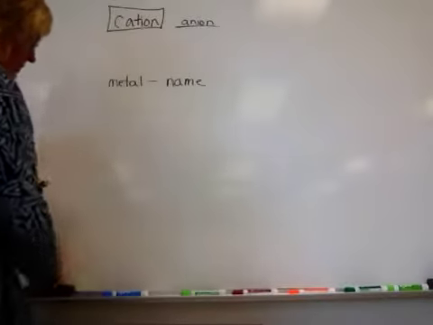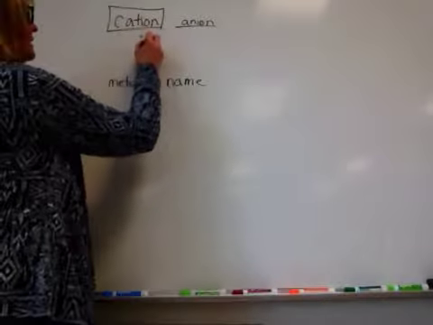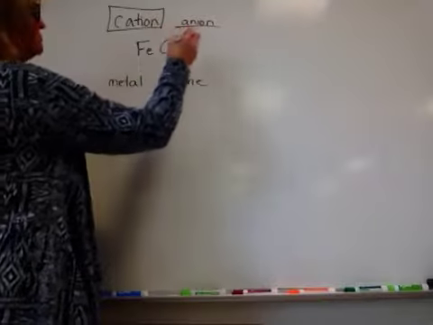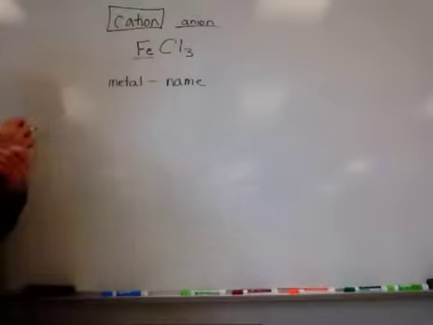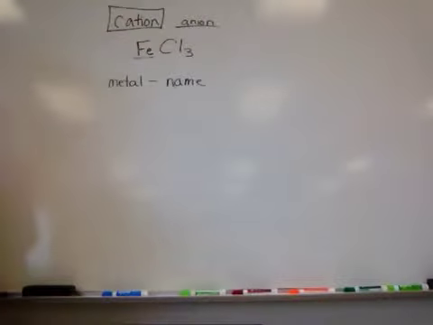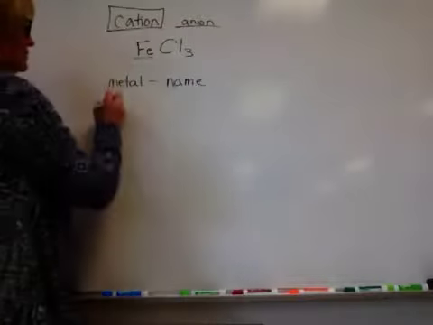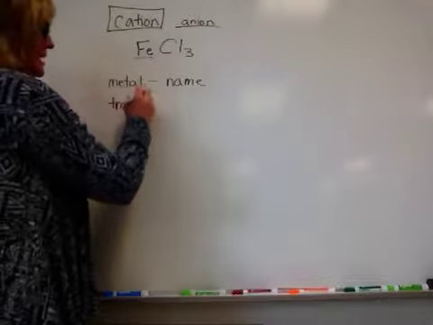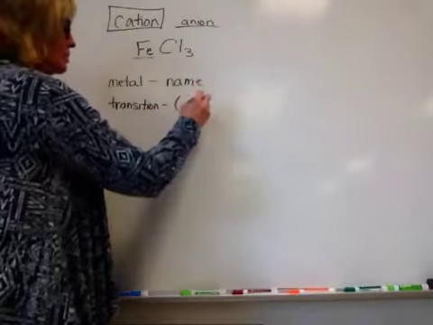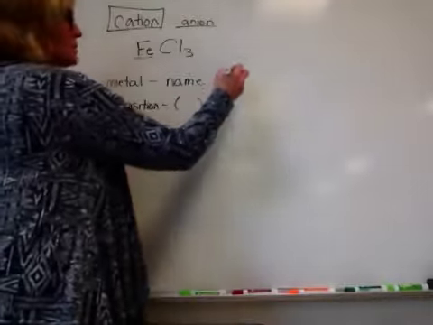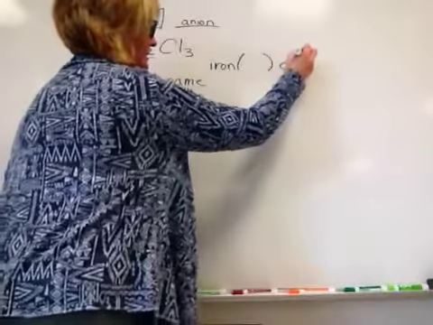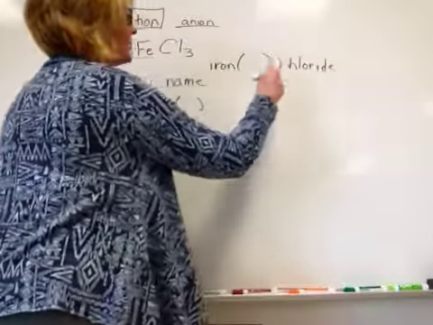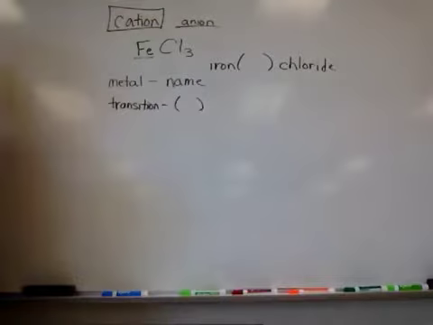Okay, another example. I have FeCl3. Same thing. I look at the cation. What is it? It's iron, which is a transition metal. Oh, it's a transition metal. I know I'm going to need parentheses. So I'm going to write iron, parentheses. My last name will still be chloride, but I have to figure out what goes in there.